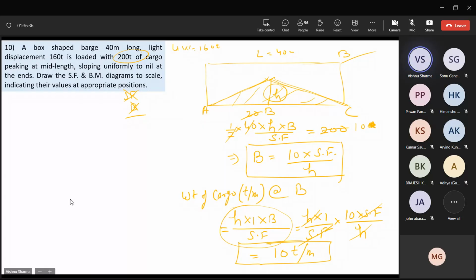Is that clear? Okay. So please remember this question. Don't get confused if it comes in the exams. Don't get unnecessarily trapped. It's a very simple one. Once you get this, the question is like the first one that we did today with the sloping cargo.